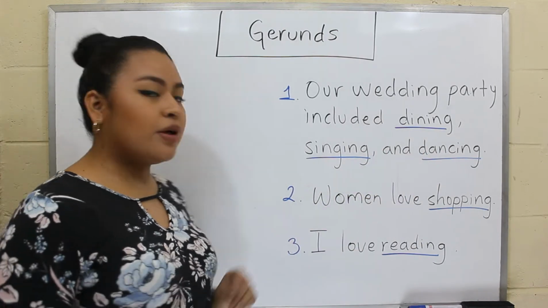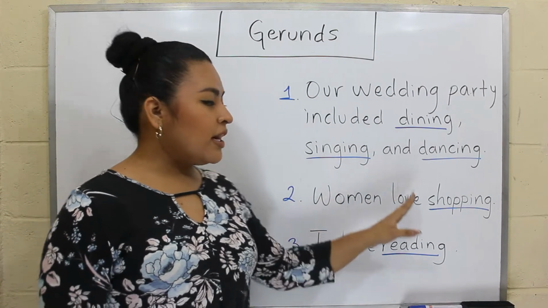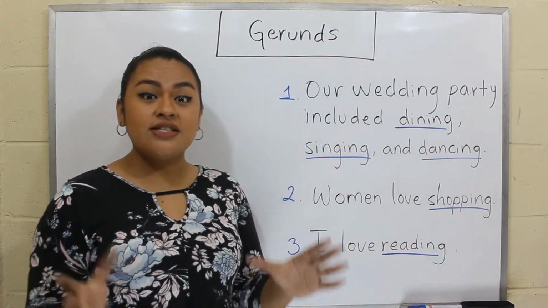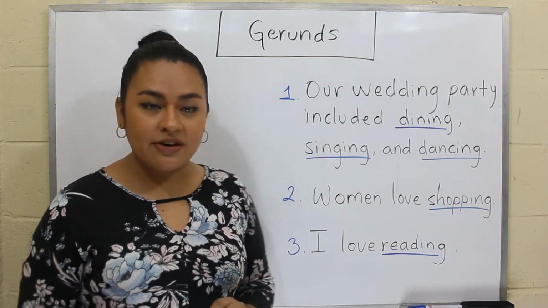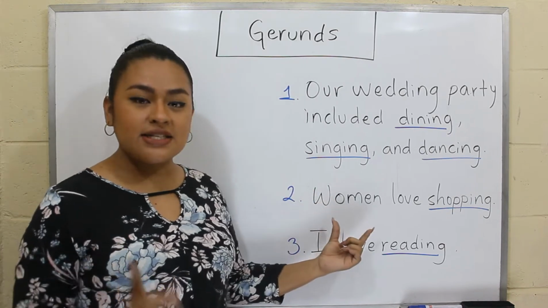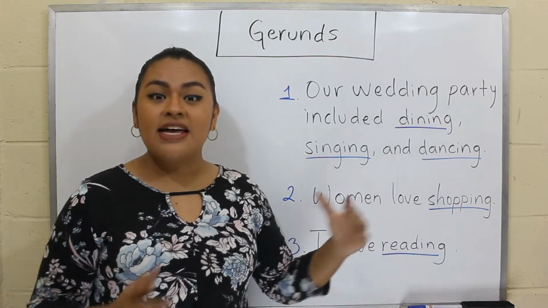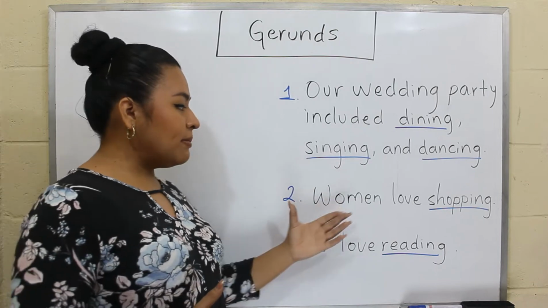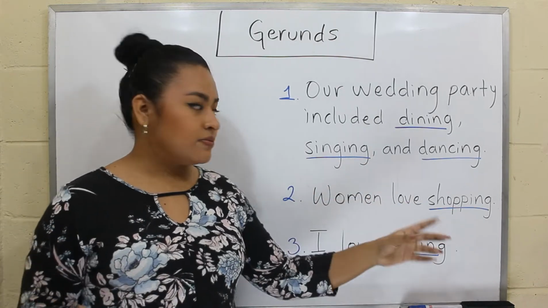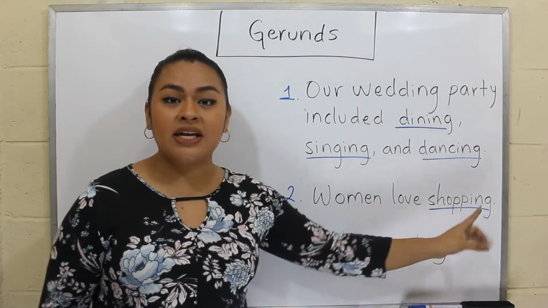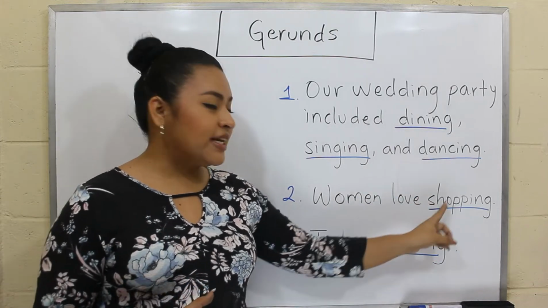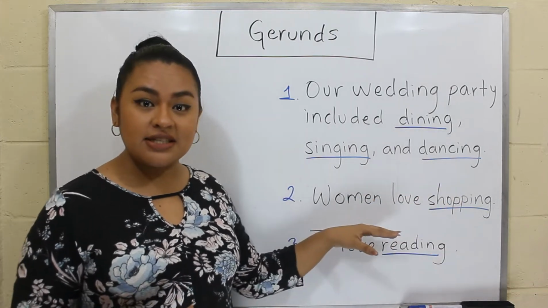Then, in example number 2, women love shopping. We identified first the main verb. Women is the subject and love is the main verb. So women love what? Shopping. Shopping is the gerund acting as the direct object of this sentence.